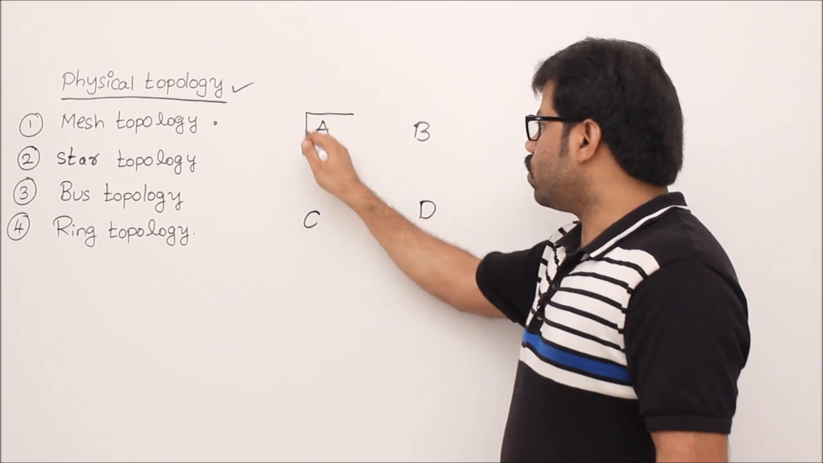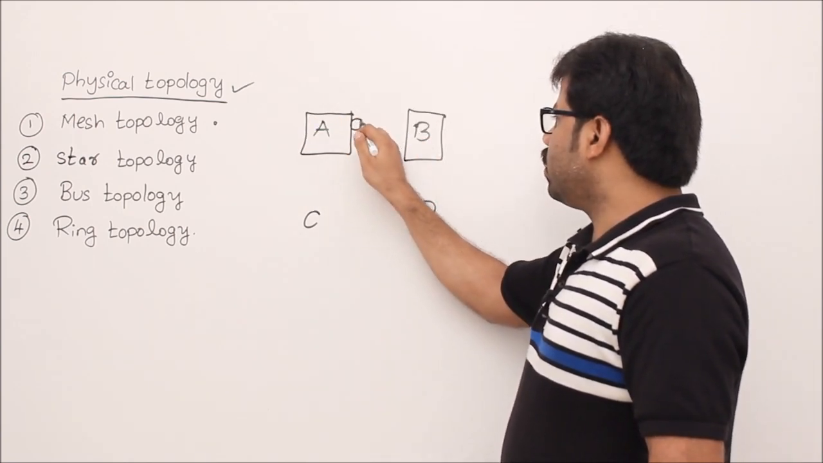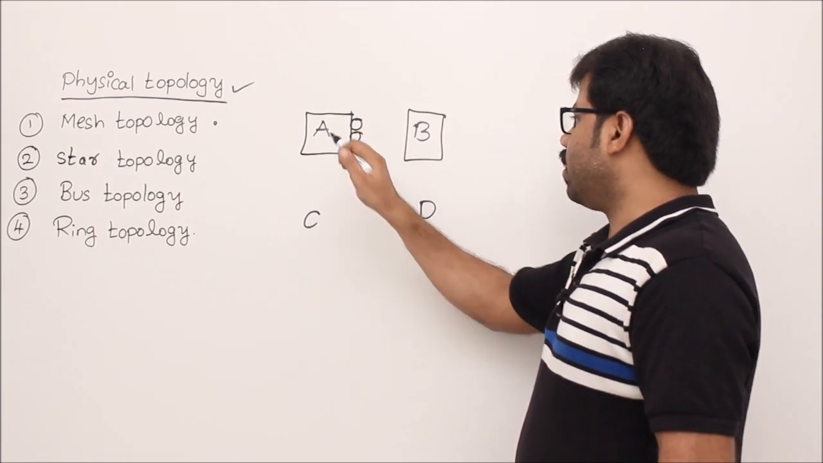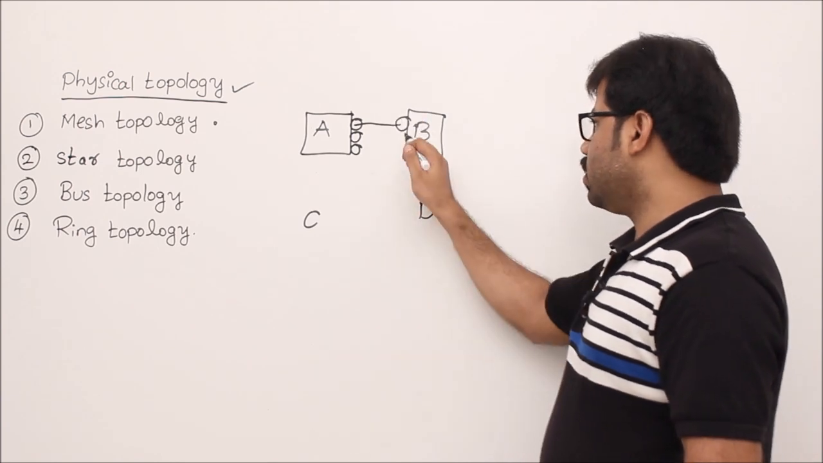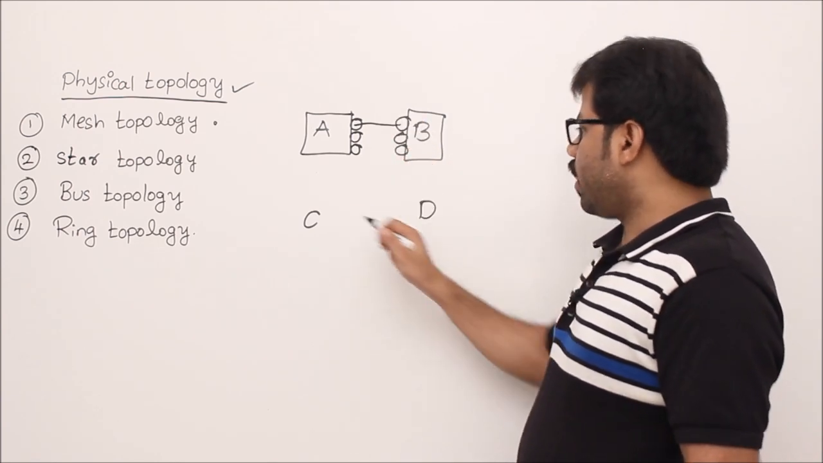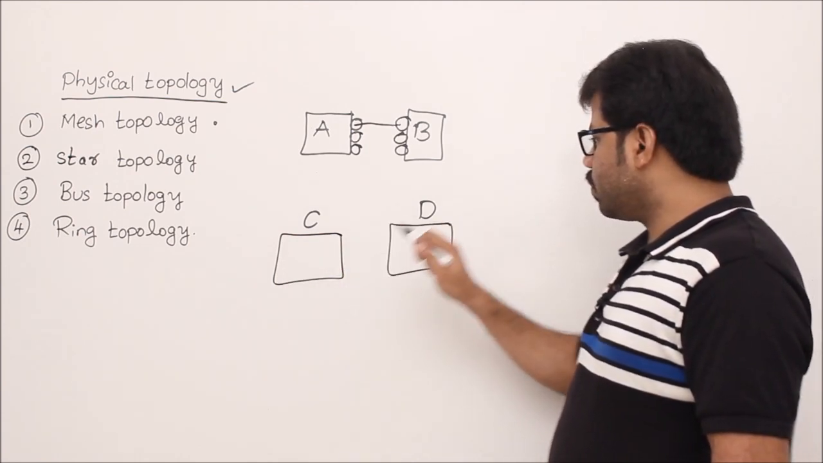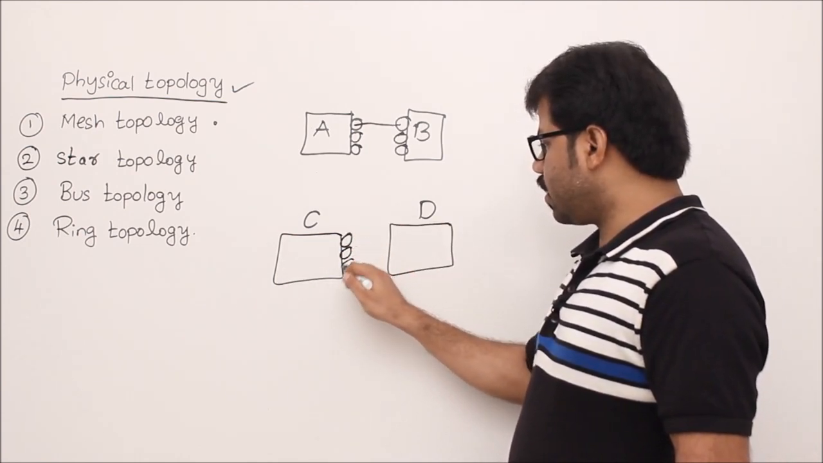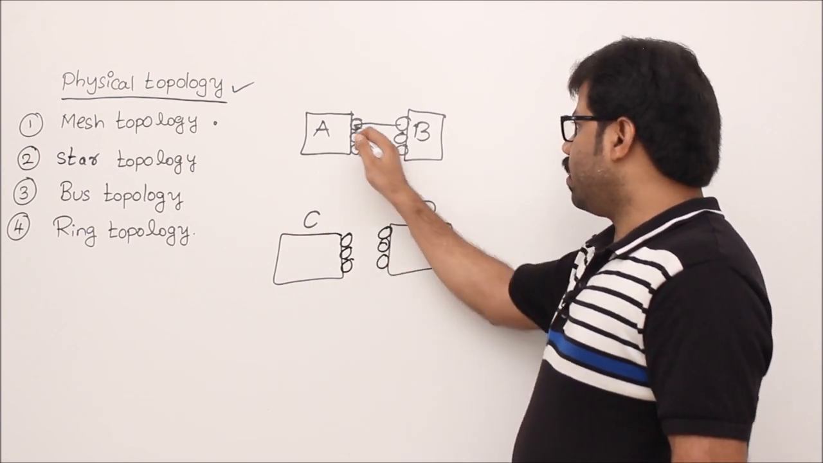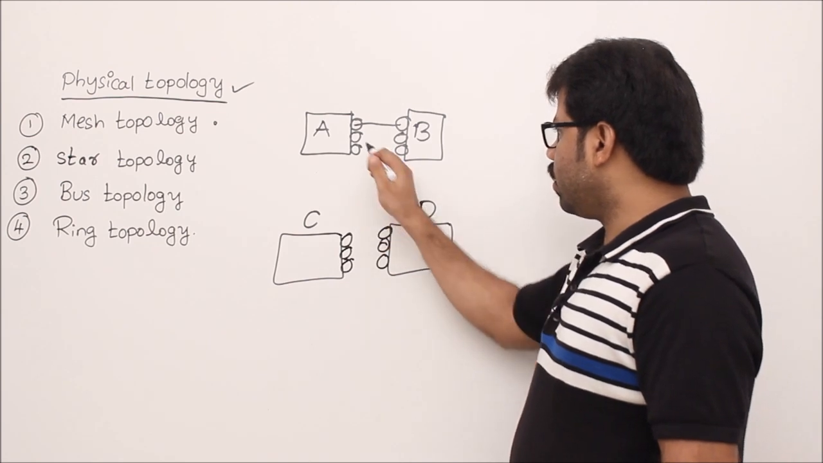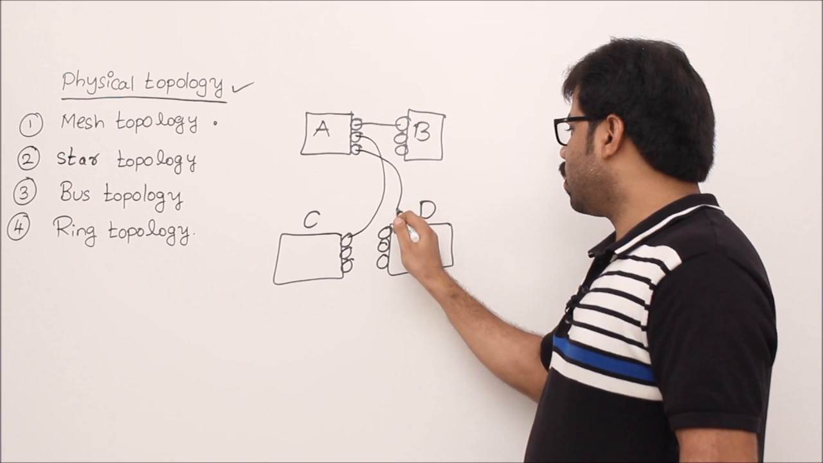Now we'll see the ports. This is A and this is B. A has 3 ports, the minimum ports required is 3. One port is used for connecting to one port of B. Similarly, B will have 3 ports, C will have 3 ports, D will have 3 ports. Let's take 1, 2, 3. A to B, then A to C like this, A to D like this.